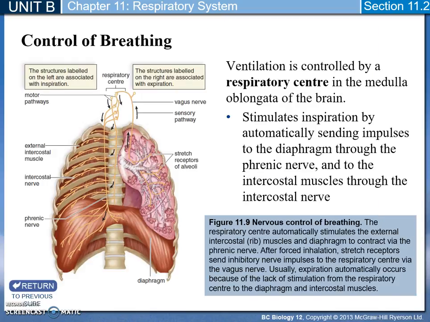For the control of breathing, ventilation is controlled by the respiratory center in the medulla oblongata of the brain, and it stimulates inspiration by automatically sending impulses to the diaphragm through the phrenic nerve and to the intercostal muscles through the intercostal nerve. Although we can consciously change the rate at which we breathe, under normal circumstances we don't really have to think about it. It occurs automatically through this process.